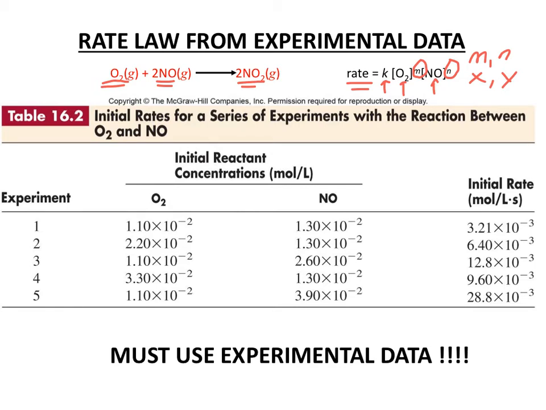Okay, so when we are doing these kinds of rate laws, we are actually using a method called the method of initial rates. That's not such a big deal, but if you see the title here, it says the initial rates. And this is called the method of initial rates.